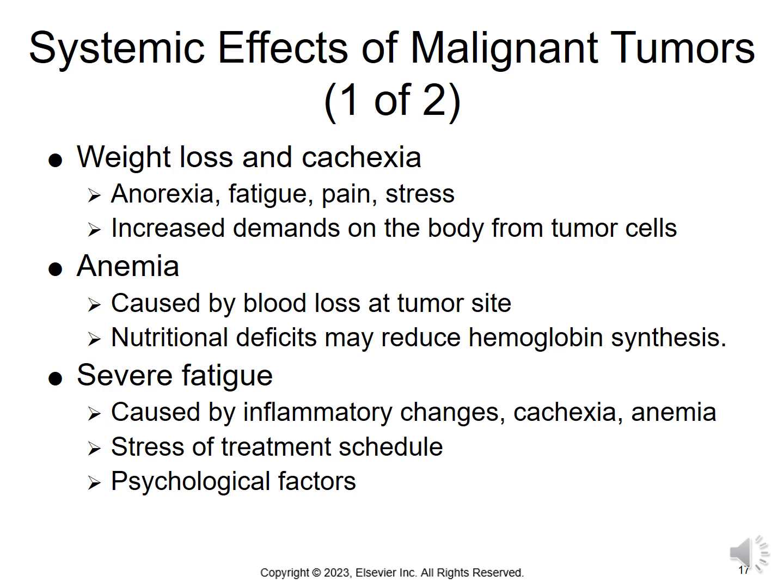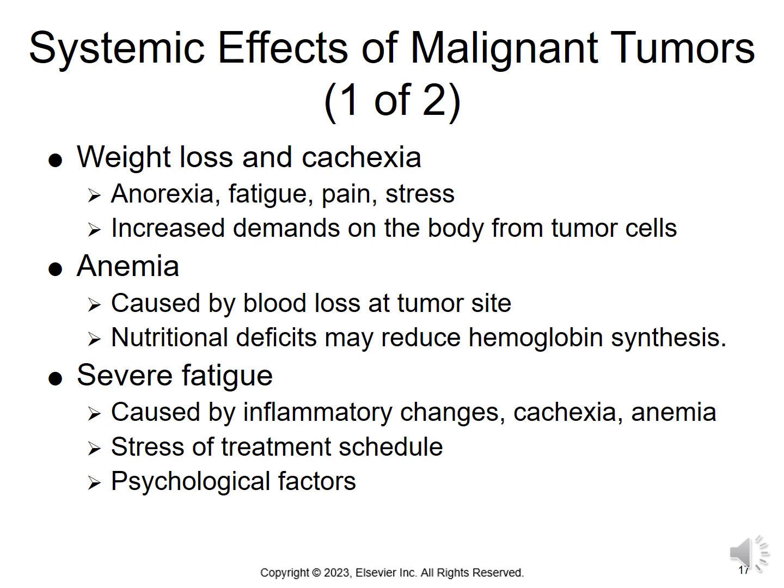Now we're going to talk about some of the systemic effects and the tissue destruction. Systemic effects would include things like weight loss and cachexia. Cachexia is severe tissue wasting, and that can occur with several different types of malignancies.